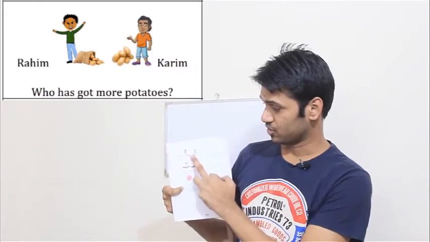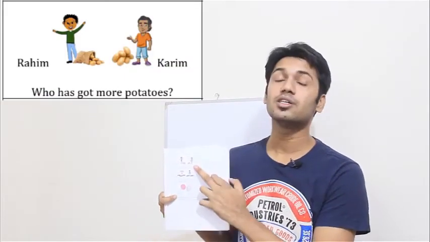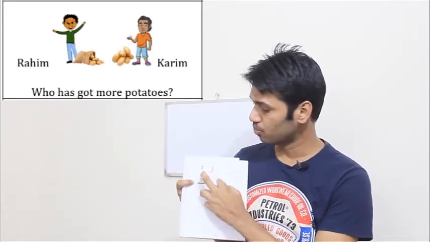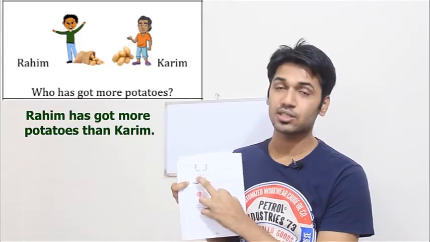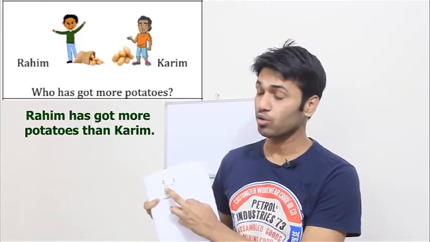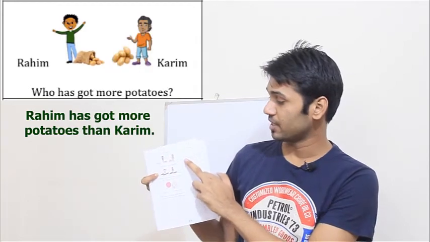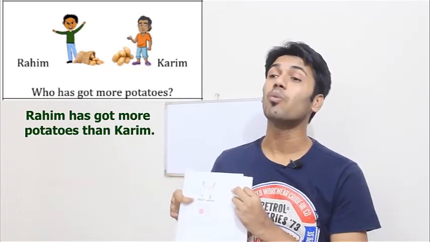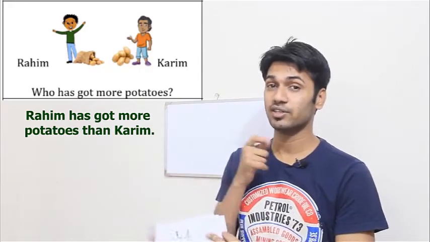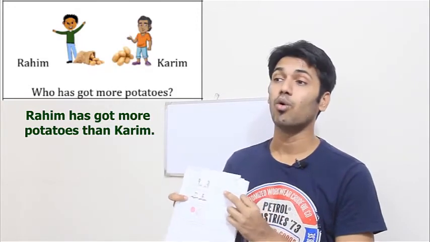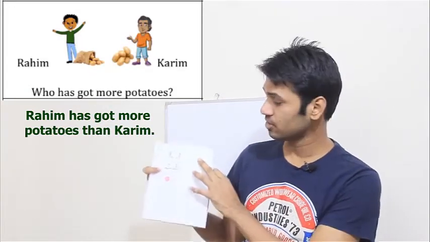Look at this picture. This is Rahim and this is Karim. Who has got more potatoes? Look at this. Rahim, he has got more potatoes. So the student will write: Rahim has got more potatoes than Karim. Rahim has got more potatoes than Karim.